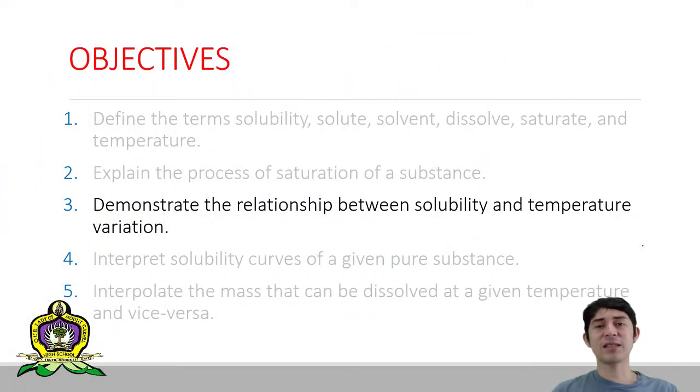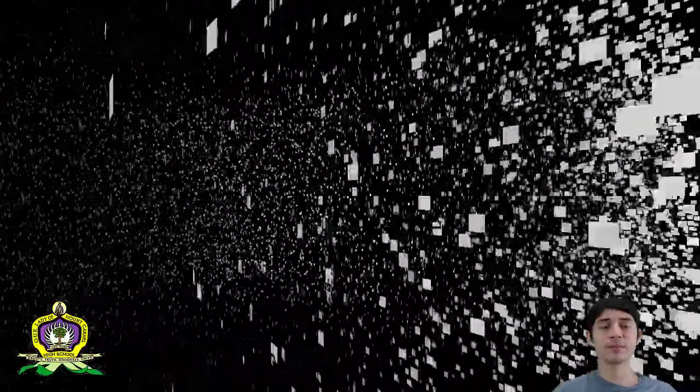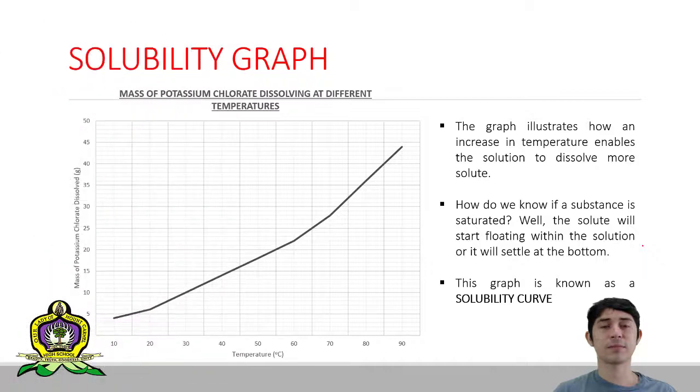So we got all of this data, we have all of these numbers, we have all of these pictures, we have all of this evidence. Now it is time to demonstrate the relationship between solubility and temperature variation in a graph. And let me show you how we plot this graph. Here is how we would plot this graph.